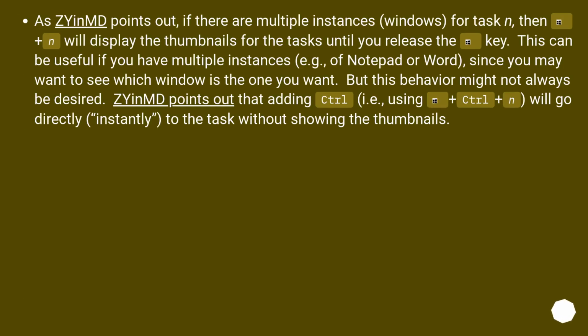As ZineMD points out, if there are multiple instances, Windows, for task N, then Win+N will display the thumbnails for the tasks until you release the Win key. This can be useful if you have multiple instances, for example, of Notepad or Word, since you may want to see which window is the one you want. But this behavior might not always be desired.